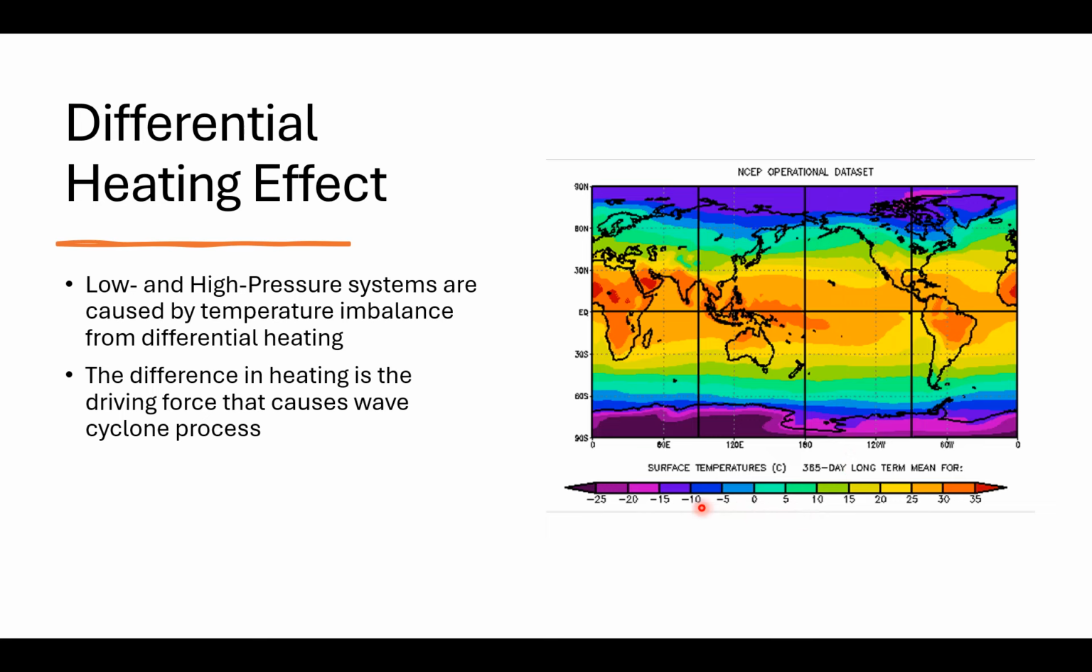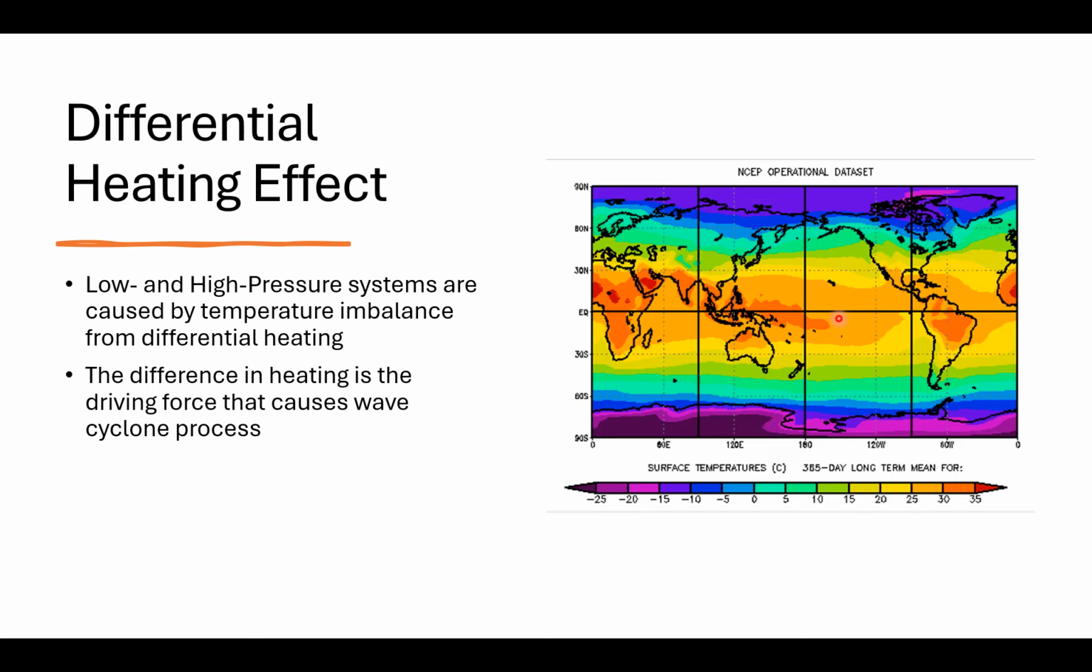The scale is of course right here at the bottom for your surface temperatures in degrees Celsius. So you can clearly see that the purple colors are indicating -10 degrees Celsius and colder temperatures. And then if it's an orange color around the equator and the tropics here, that indicates temperatures anywhere from 25 degrees Celsius, which is 77 Fahrenheit, and then warmer. So we have this differential heating across the latitudes. These low and high pressure systems are created, and they're developed because of this temperature imbalance from the differential heating across the latitudes.